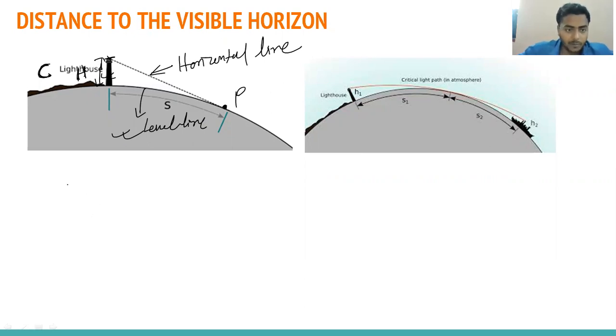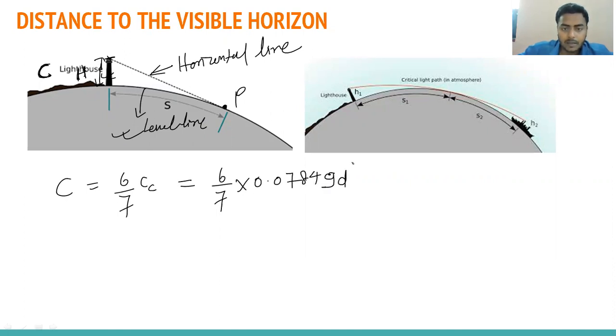In the previous case we got the formula: combined correction is equal to 6/7 CC. And CC we got as 0.07849 D square, so the combined correction is 6/7 into 0.07849 D square, where D is in kilometers. Now we can write D is equal to square root of C into 7 divided by 6 into 0.07849.